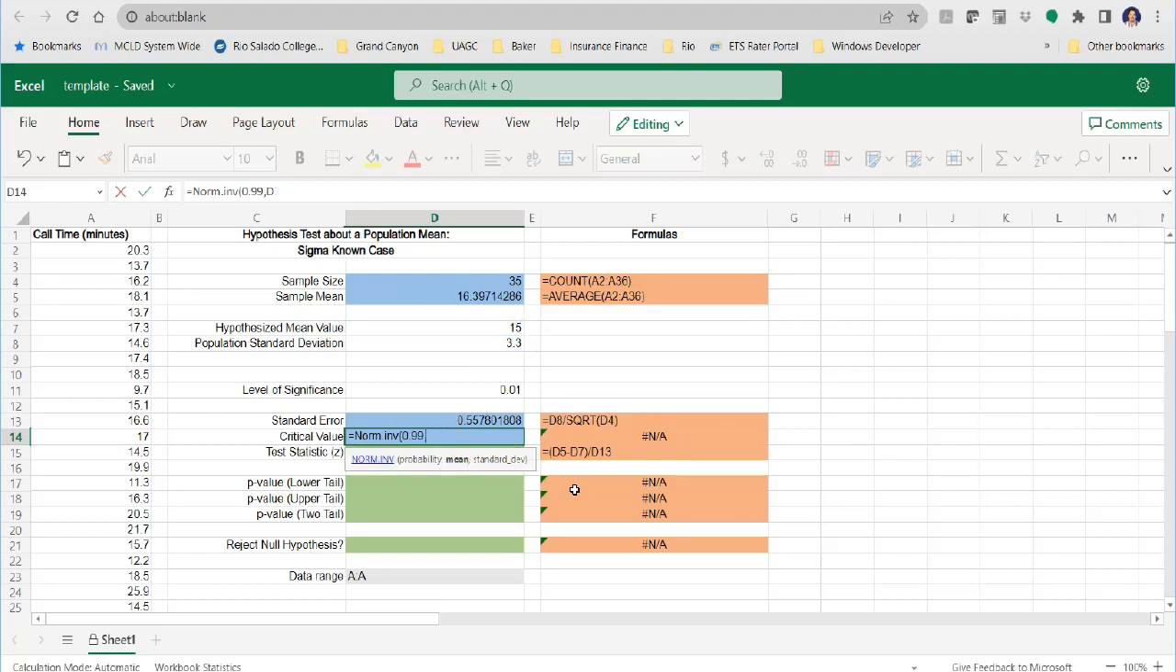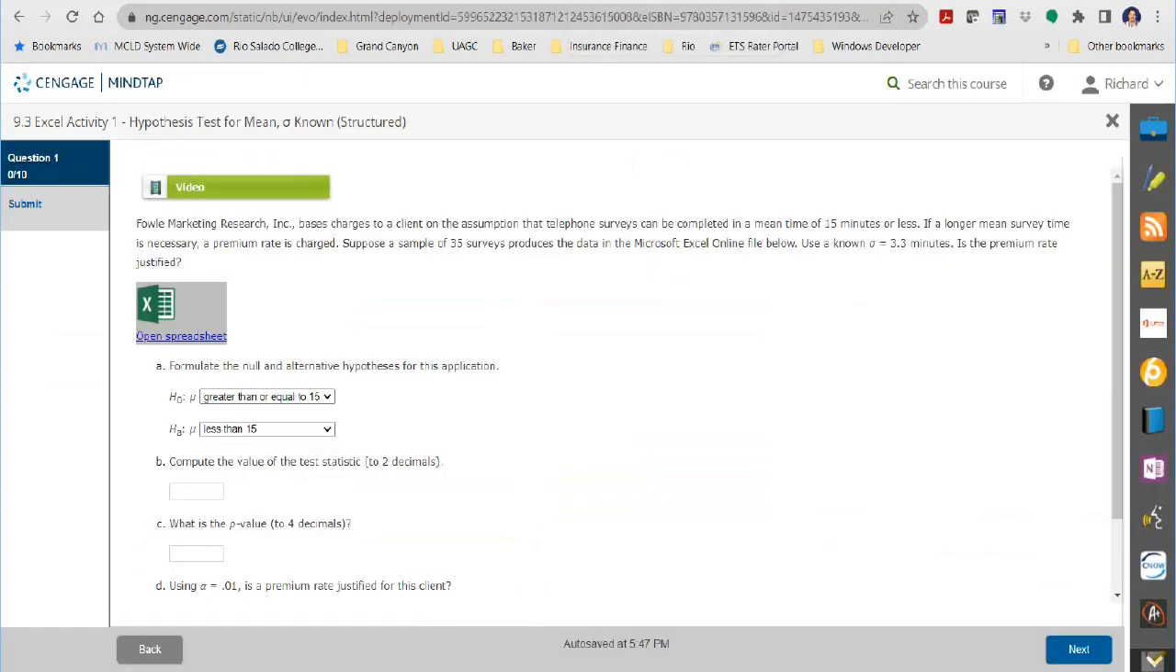But actually, I'm going to put in 0, 1 because we want this on the standardized normal distribution, which is a mean of 0 and a standard deviation of 1. So our critical value is 2.326. So this is our test statistic, our critical value. You can see that the test statistic is above the critical value, so we would actually be rejecting the null hypothesis in this case.